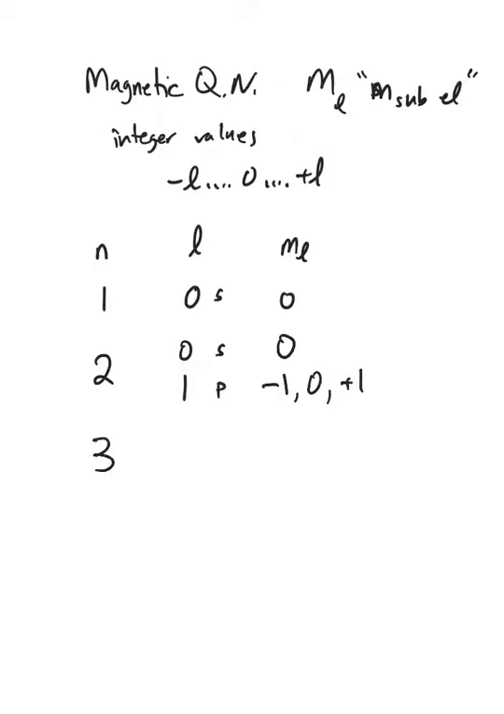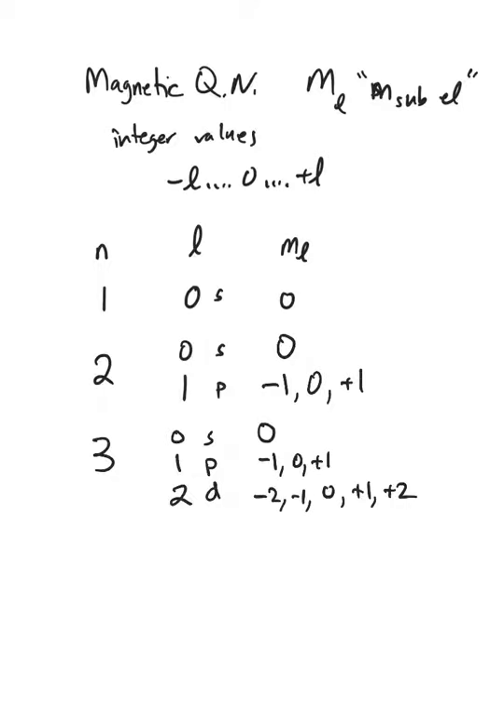If n equals 3, the L values can be 0, 1, or 2, because we can only go up to n minus 1. Corresponding letter designations would be S, P, or D. And so if L is 0, the only possible value for m sub L is 0. If L is 1, the values are -1, 0, and +1. If L is 2, possible values are -2, -1, 0, +1, and +2.